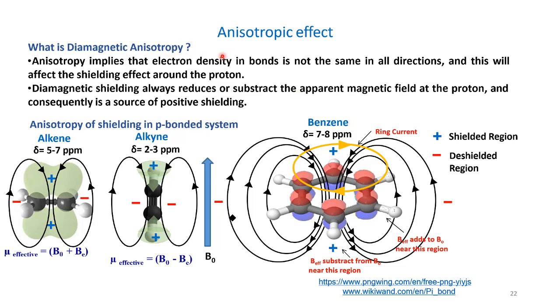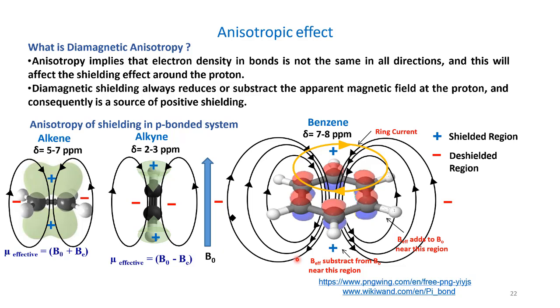Now, what is the anisotropic effect? Anisotropy means the electron density in bonds is not the same in all directions. Suppose we have an alkene. Here the positive regions are on this side, but along the x-axis we have negative charge. For an alkyne, the positive regions are far away and the negative are very close to each other, and we are applying the magnetic field in this direction. For a benzene ring, the positive will be on the upper side and the negative very far away. This kind of anisotropy also affects the NMR signal.